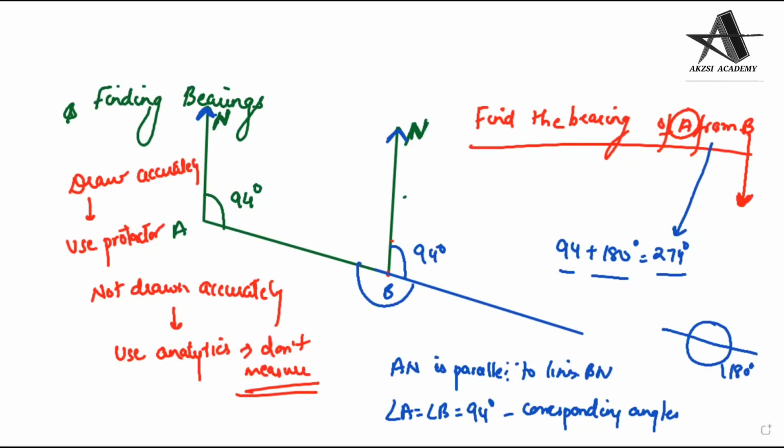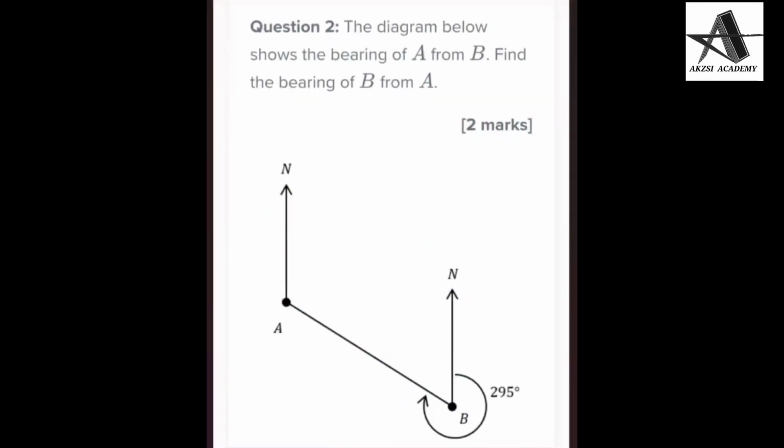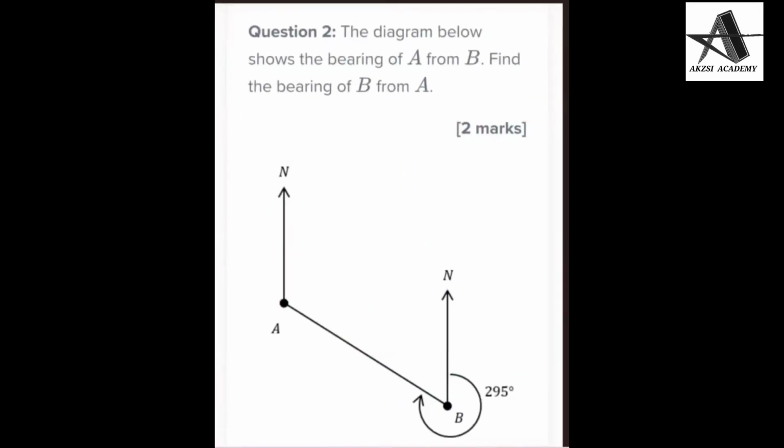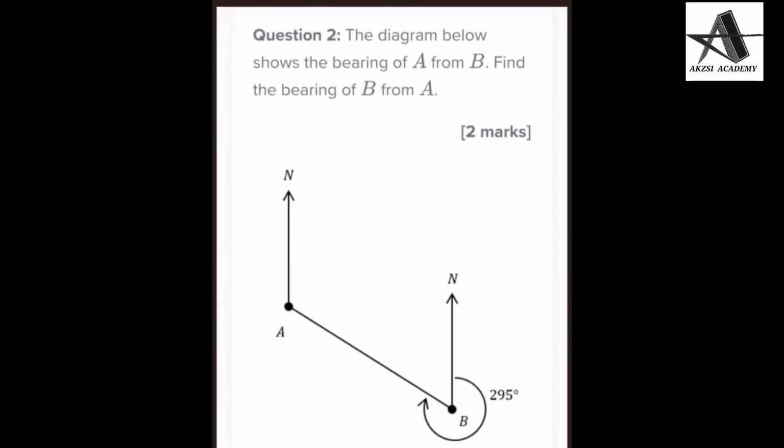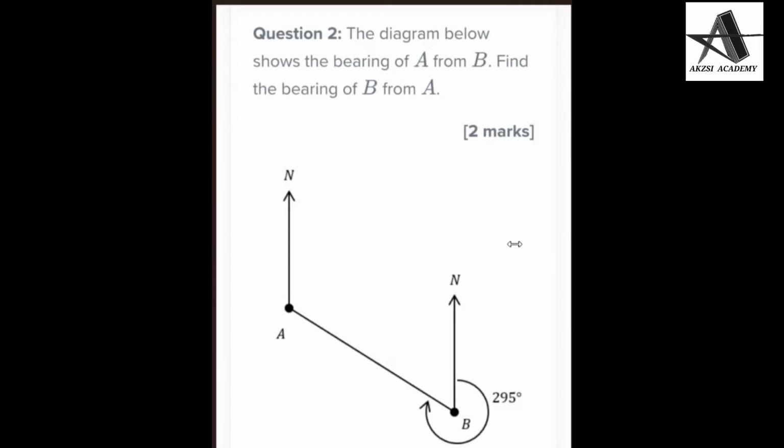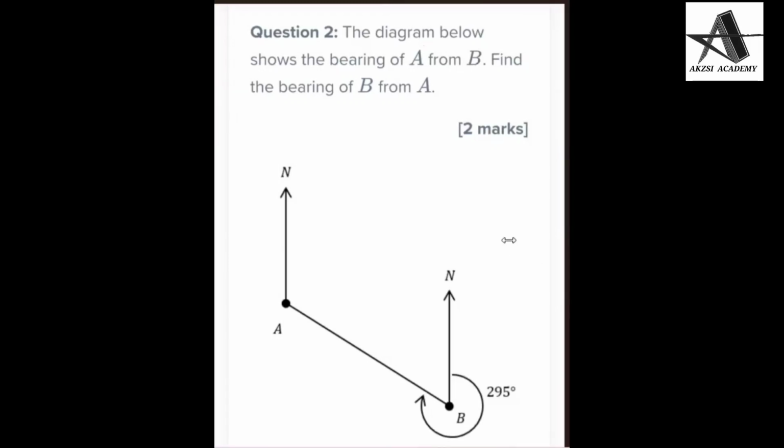Okay, now let me do some questions. Try this question. Write down your answer in the chat section. It says diagram not drawn accurately, that means you have to use some geometrical approach. Okay, so far I have received 8 answers and all of you are saying 65 degrees. Okay, now see.